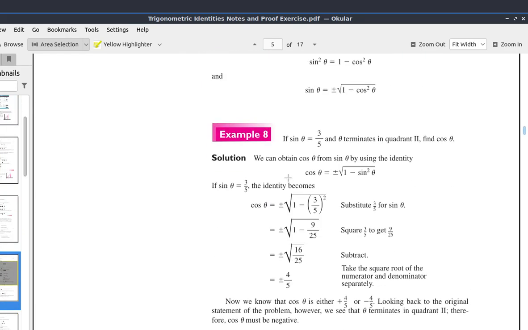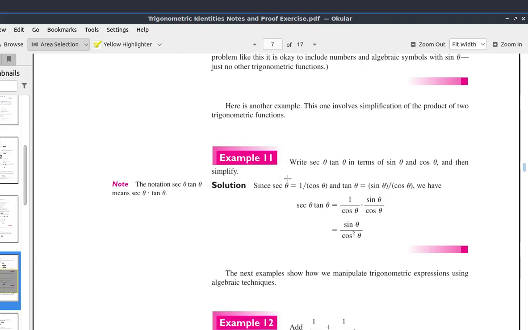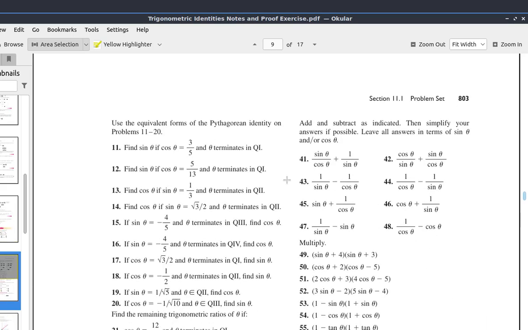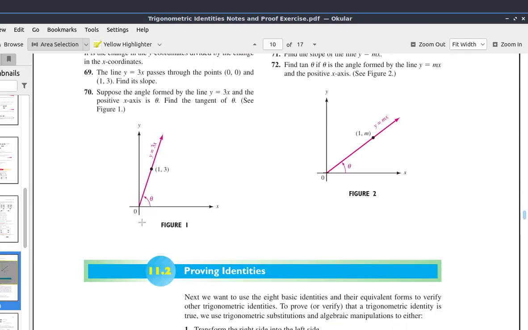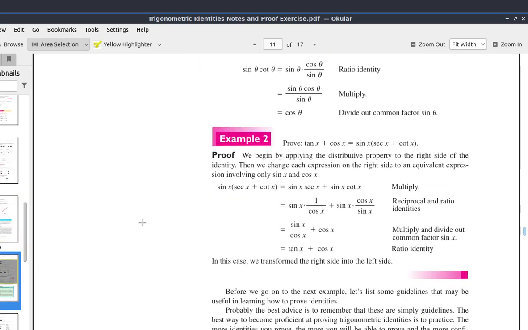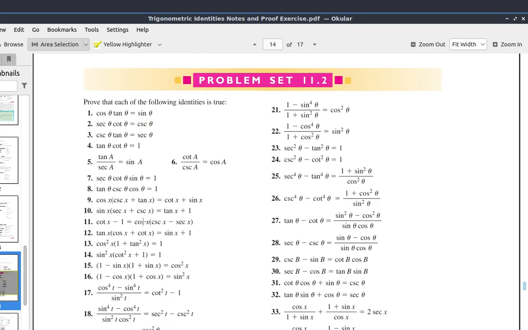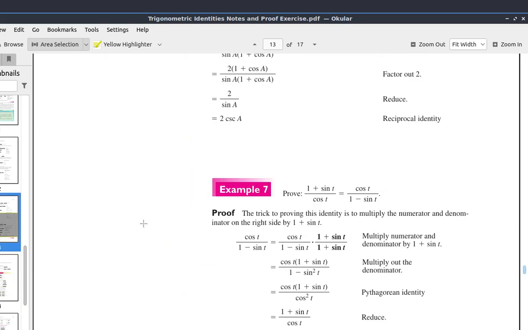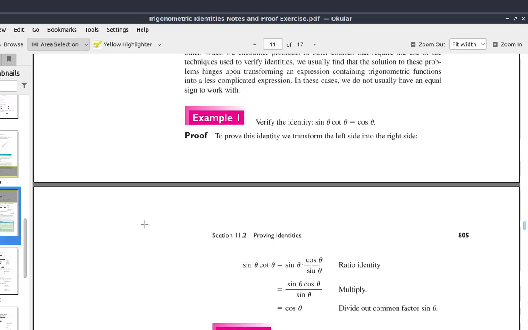But what we want to do is look at the exercises, not the examples, the exercises. It talks about problem set. This is not what I want to look at. Ah, proving identities. That's what I want to look at for now. So here now. By the way, let's look at the examples.